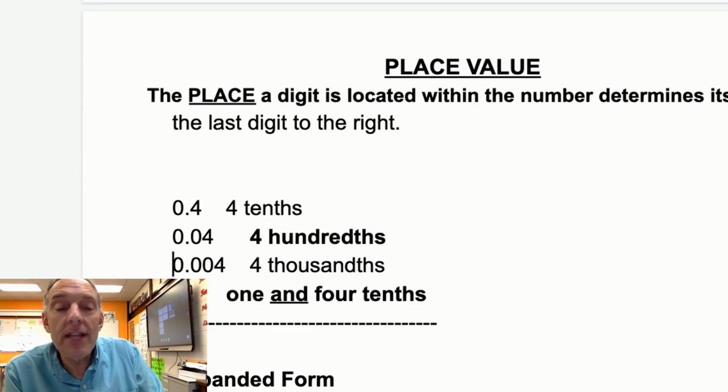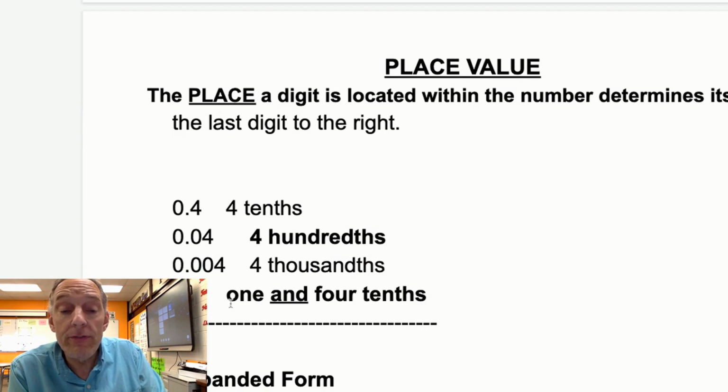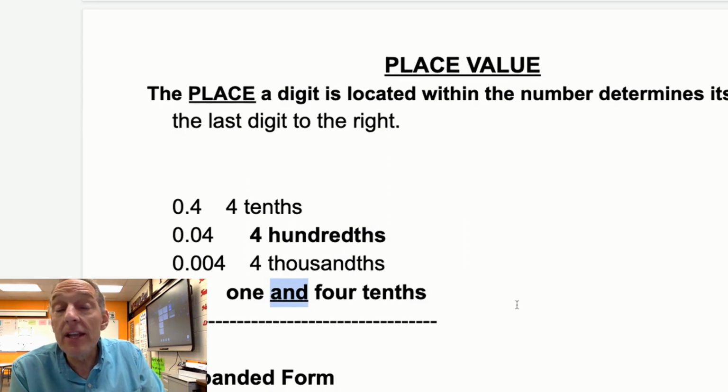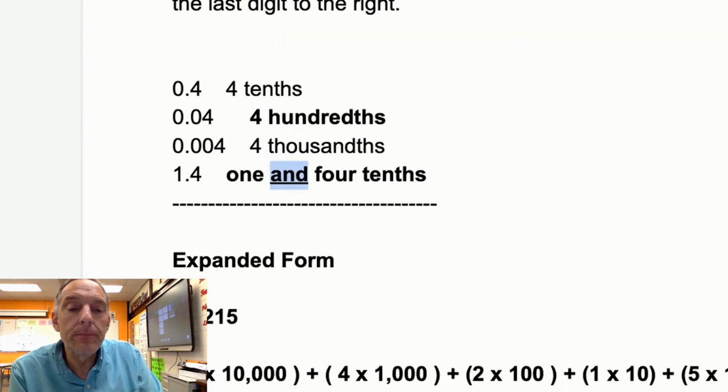And then, of course, we have decimal numbers that have both whole numbers and decimal values. 1.4. And here we say 1 and 4/10. The word and actually refers to the decimal point. So whenever you see the word and when we're talking about reading numbers, that's where your decimal point is located. If it's not your decimal point, you don't use that word.